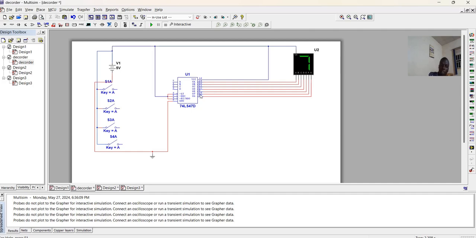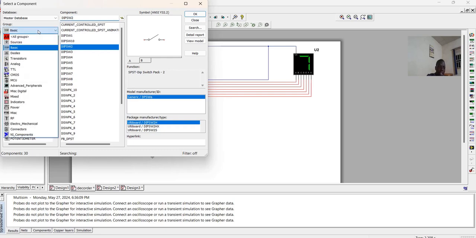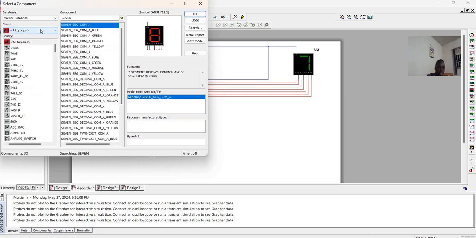First of all, I have already gotten my components: the decoder, the 7-segment display, the power source, and my switches. If you want to get this decoder, it is called 7447. You just go to this bar and look for it, you can check in the basic components, then maybe go to all groups and type it in. If I type in 7, I can find a 7-segment display.